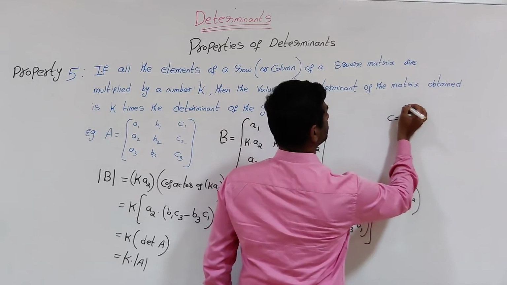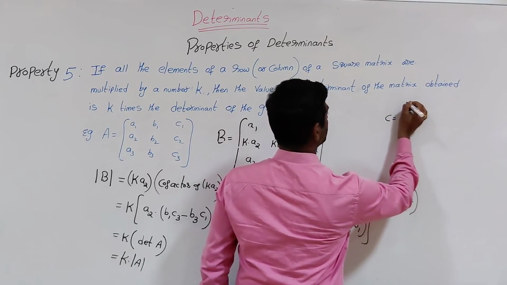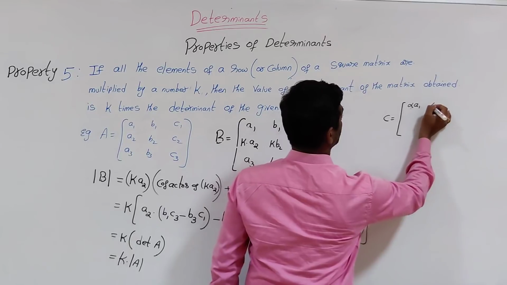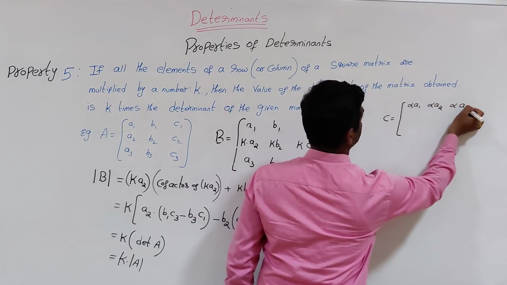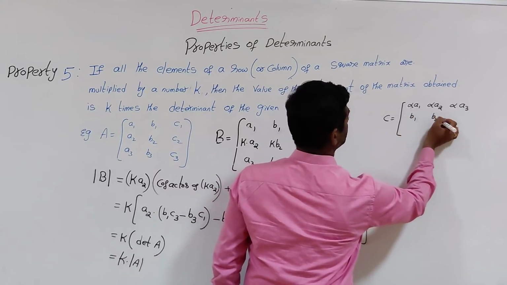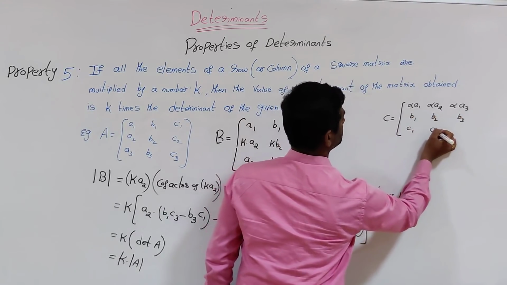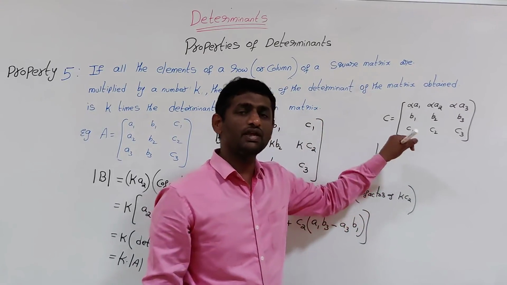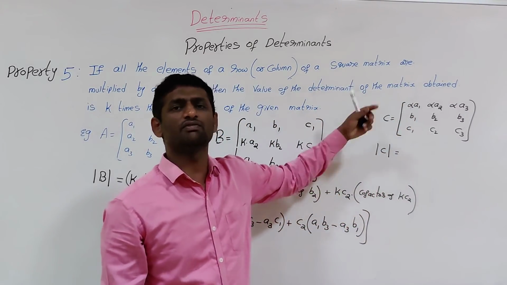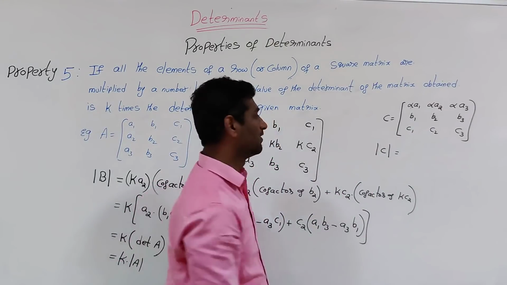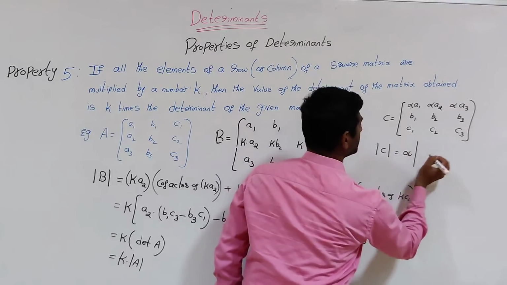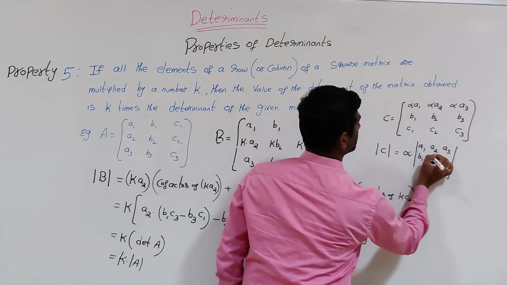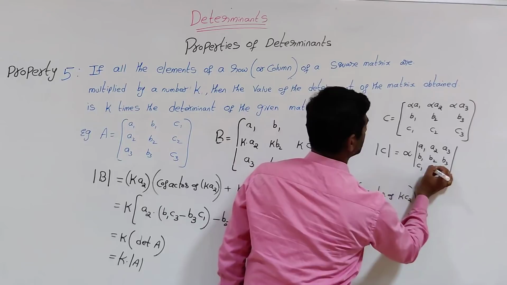That is, if C is equal to, suppose, alpha A1, alpha A2, alpha A3, B1, B2, B3, C1, C2, C3, then the determinant of C, as every element of the first row is a multiple of alpha, where alpha is a scalar, will be written as alpha times the determinant of A1, A2, A3, B1, B2, B3, C1, C2, C3.